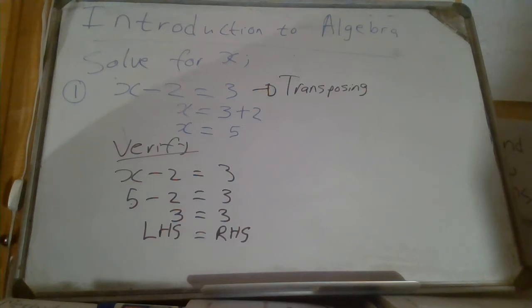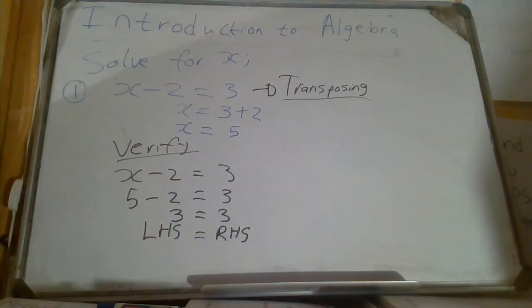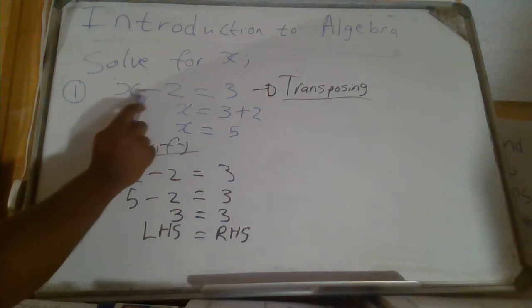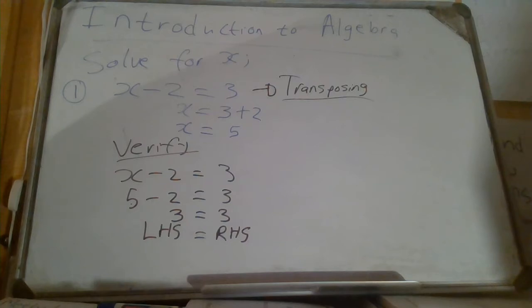So basically the method that we're using here is a method of transposing. The method of transposing is one of the methods that you use when you solve for x. You use it if these two numbers are separated by either plus or minus, then you can use transposing. All right, great. Let us go to the next one and let us see what we can get.